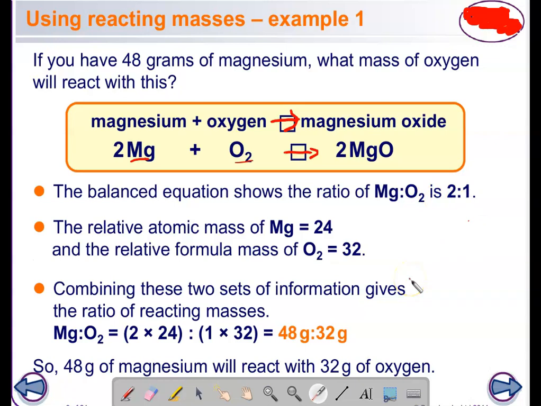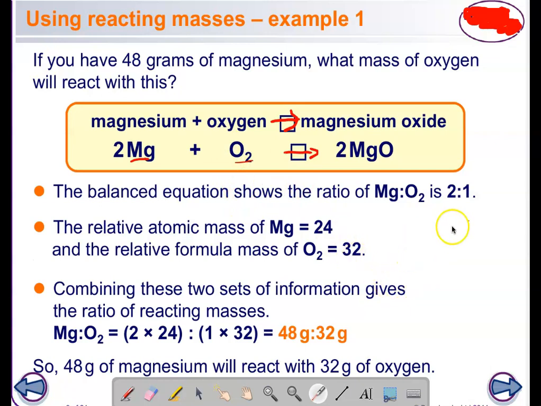You can also use mole ratios. You can calculate the number of moles of magnesium in this reaction and then divide by 2, because 2 moles of magnesium react with 1 mole of oxygen. So again, we need number of moles equals mass over molar mass. Divide the mass of magnesium given in the question by the relative atomic mass of magnesium, and you get the number of moles of magnesium in this reaction.